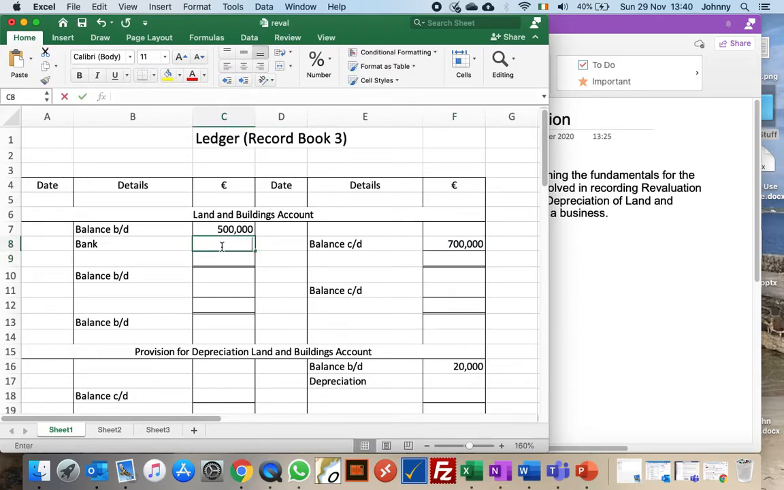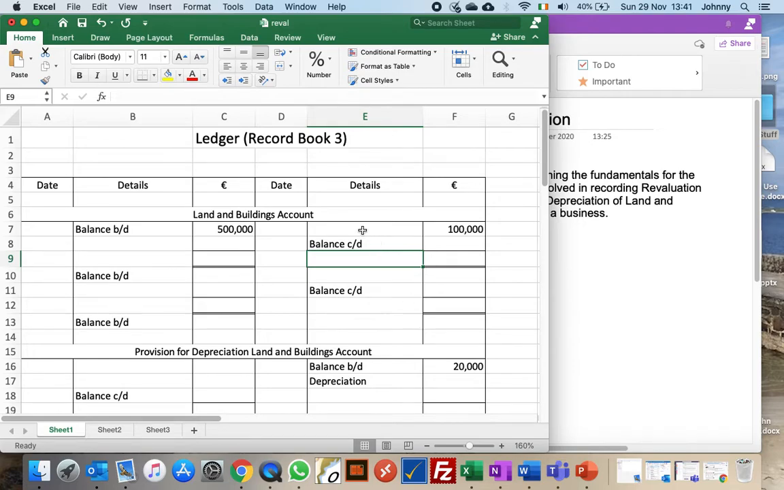Let's just say instead of buying new land and buildings, we sold some buildings. So let's say buildings that originally cost us, for example, 100,000 are sold. I'm putting that on the credit side because this type of account is an asset account, which means if we buy more buildings, we'll have a debit entry. If we sell buildings, we'll have a credit entry.